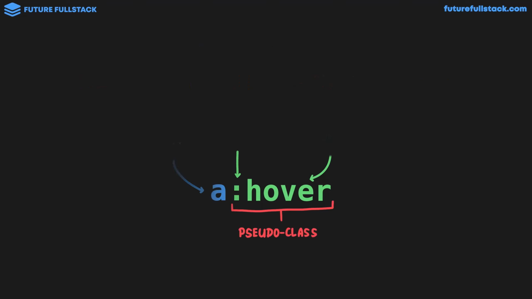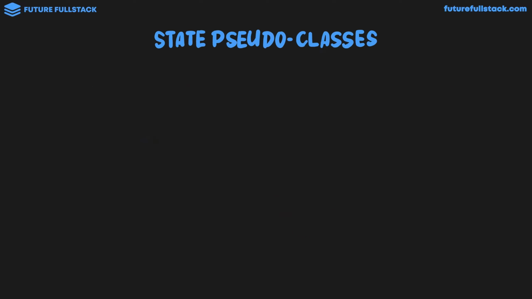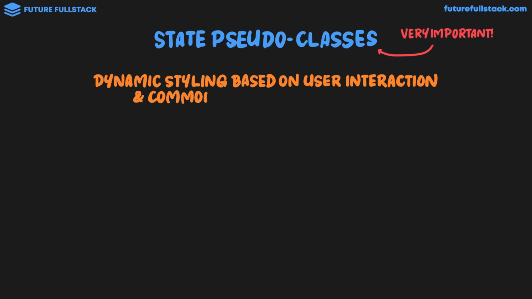So let's first take a look at the state pseudo-classes. These pseudo-classes are very important. State pseudo-classes are about dynamic styling based on user interaction and commonly used for hyperlinks. Now I know the term pseudo-class can seem intimidating, but honestly, the most common use case for them is for hyperlinks, and we're going to be spending some time on it now. So don't freak out, just stick with me.